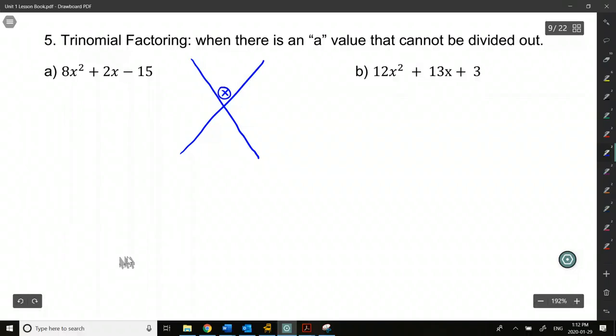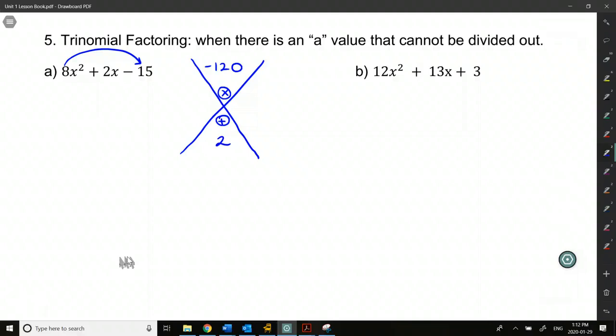But we are going to find two things that multiply to a times c, which in this case I believe is -120. 8 times -15. And they add to the b value. So we need to find two numbers that add to 2 and multiply to -120. What is that symbol underneath that? Is it plus 2? Adds to 2, yeah.